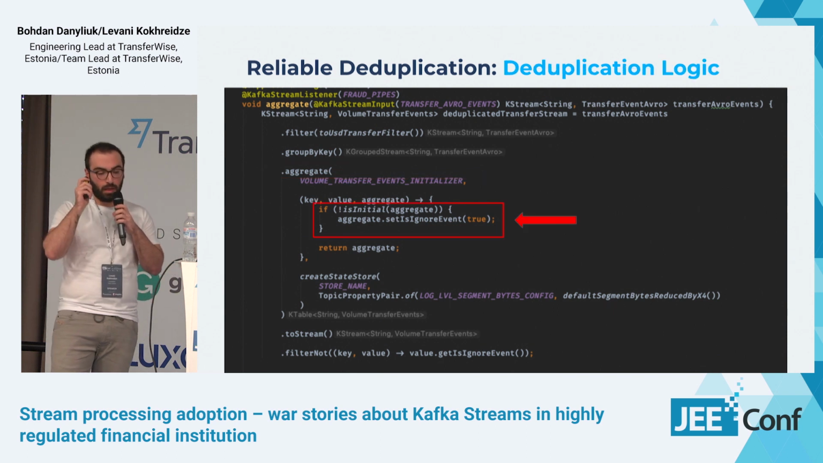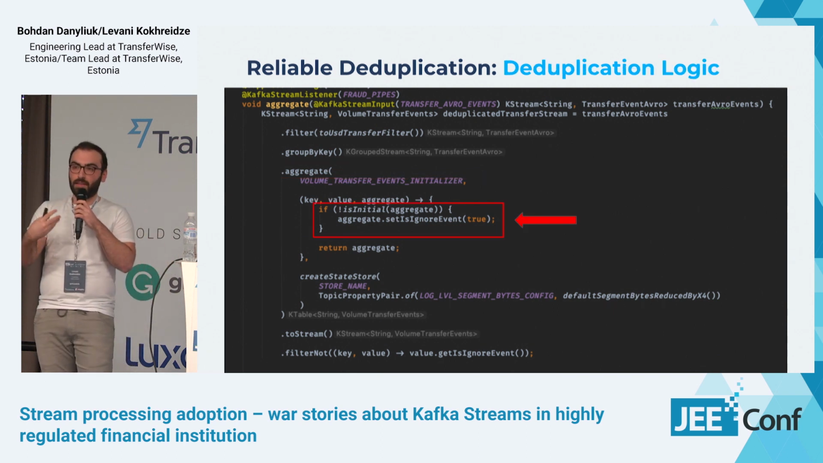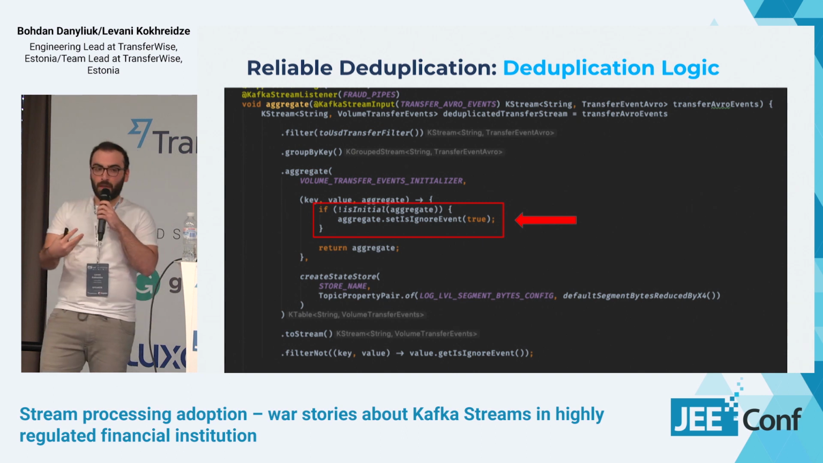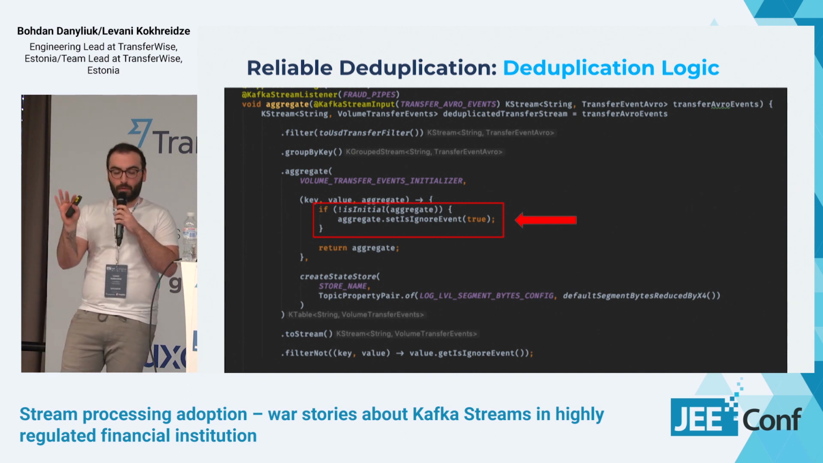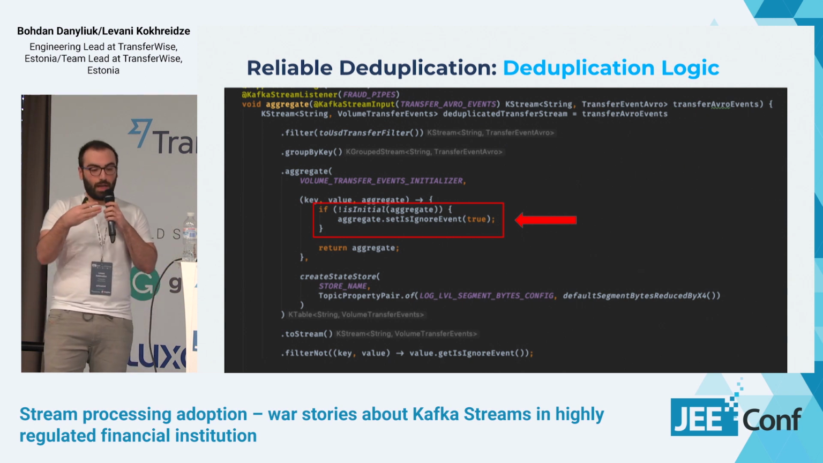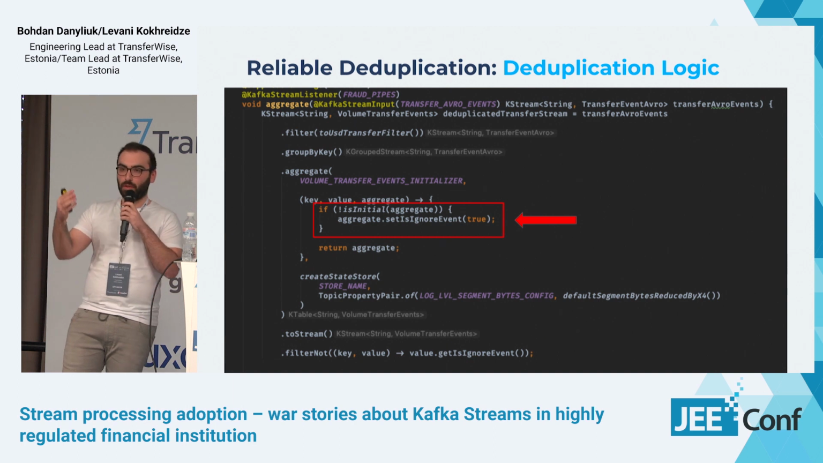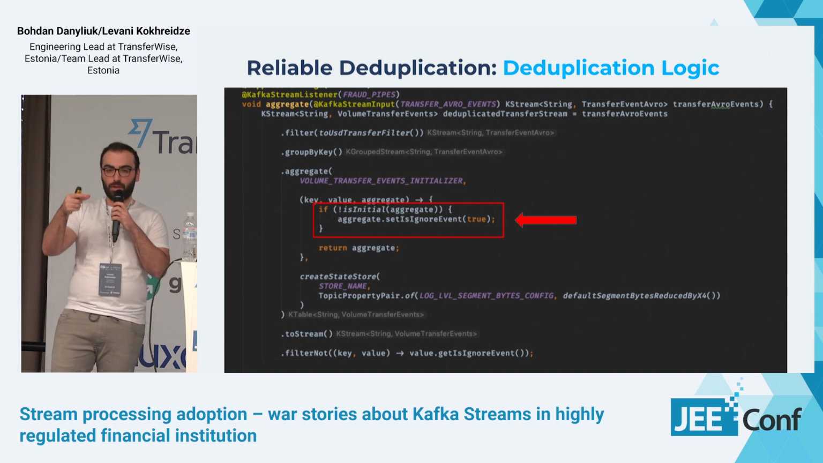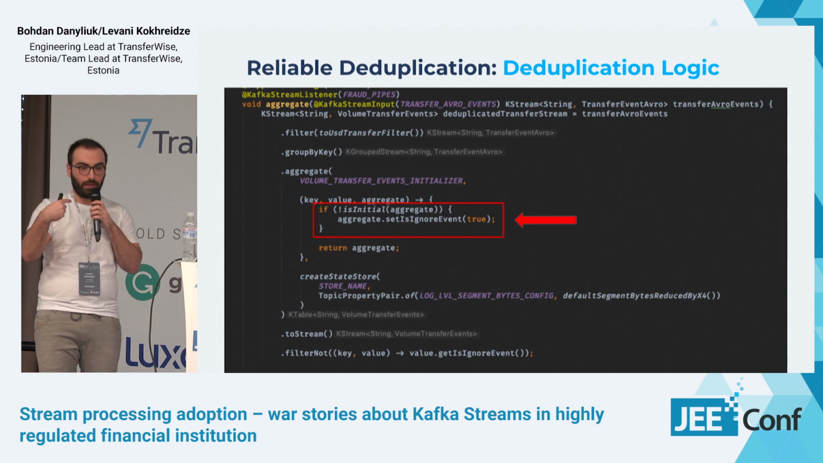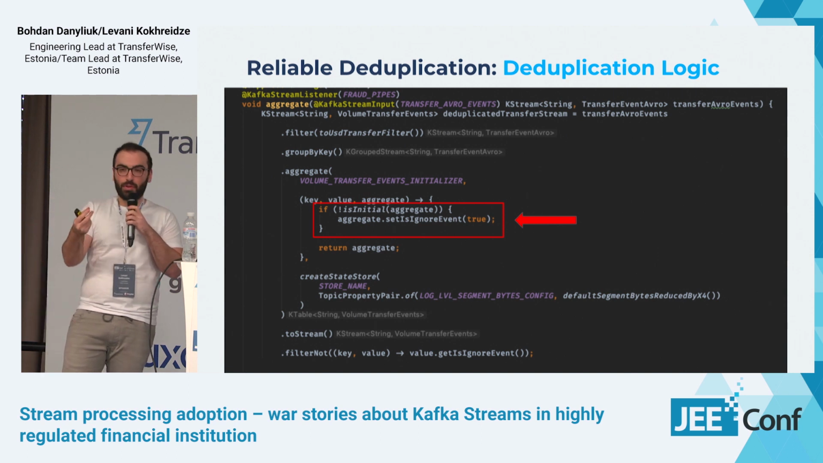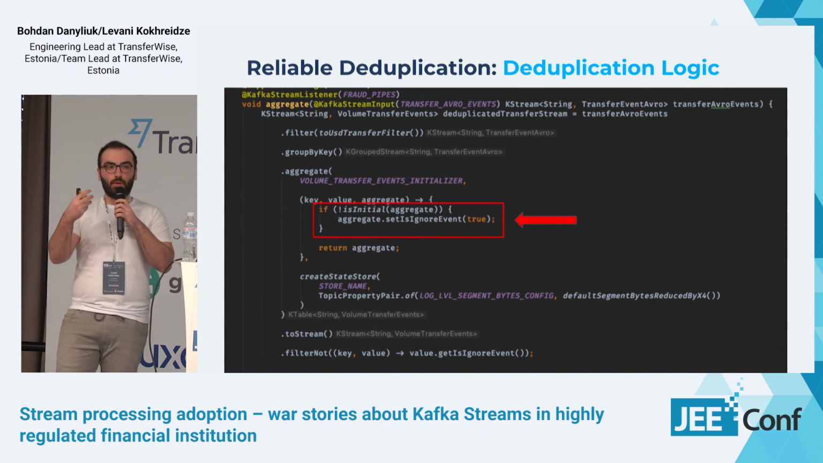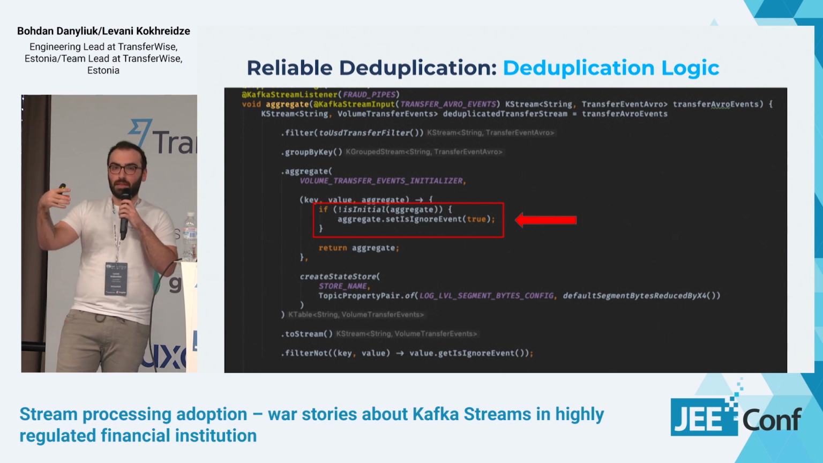Here we will create a state out of the event stream that we have filtered, and in this case the deduplication logic is quite simple. In the lambda we have three parameters. First is the key of the event. The second one is the value, the current value of the event that we are receiving. And the third parameter is the aggregate. The aggregate is what is inside the state already, what we have aggregated so far.